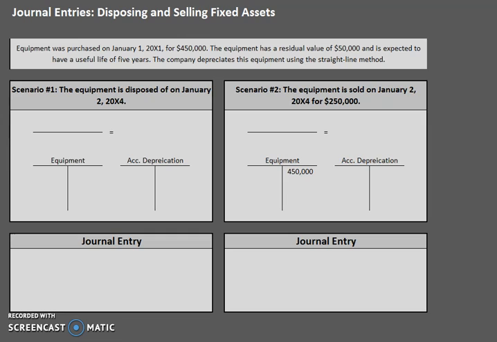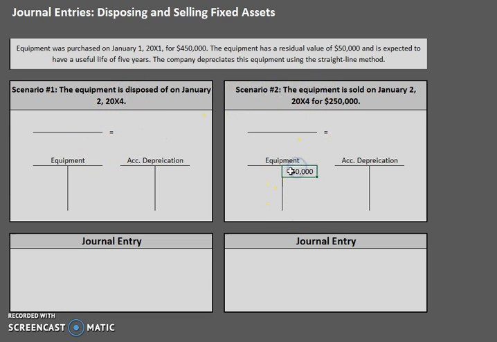In this case, we have a piece of equipment that was purchased on January 1st of the first year for $450,000. The equipment had a residual value of $50,000 and is expected to have a useful life of 5 years. The company depreciates this equipment using the straight line method. So we have a couple scenarios. The first one is going to be a disposal and the second one is going to be a sale.